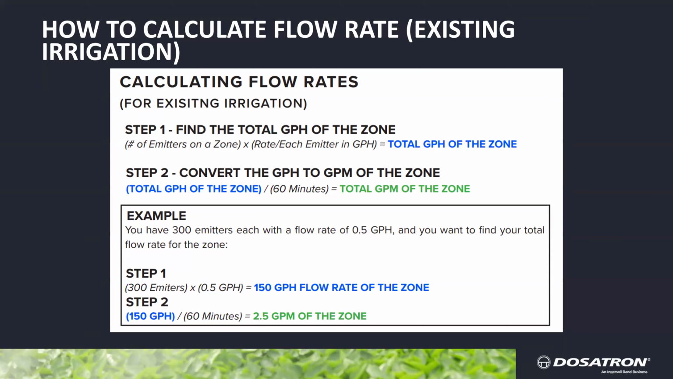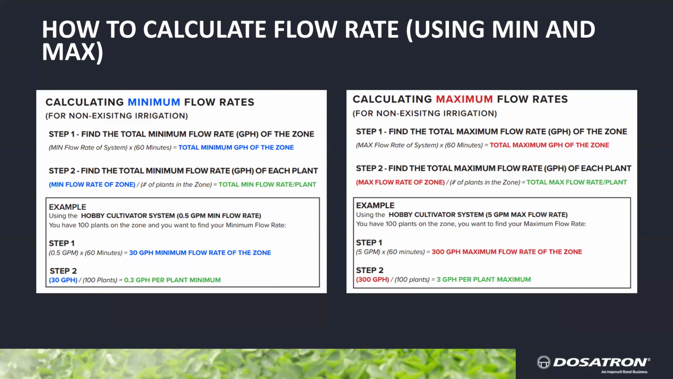So if you do not have irrigation existing, but you're looking into, say, Dosatron, and you know that this injection system has a minimum and a maximum flow rate, you can start to determine what irrigation would work best for you or what your options could be for setting up this irrigation.